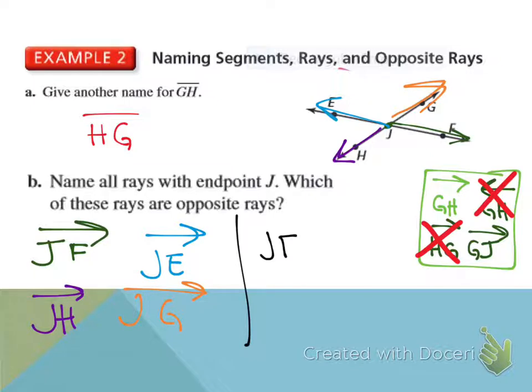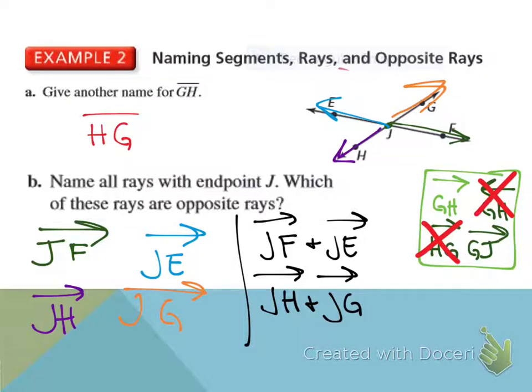So what was opposite with JF? JF and JE. And that means that JH is opposite with JG. I will tell you that on your quiz, it would most likely just ask you which rays are opposite rays, because this is a lot to write and it's a lot to read. So I'd be more prepared for the second half.